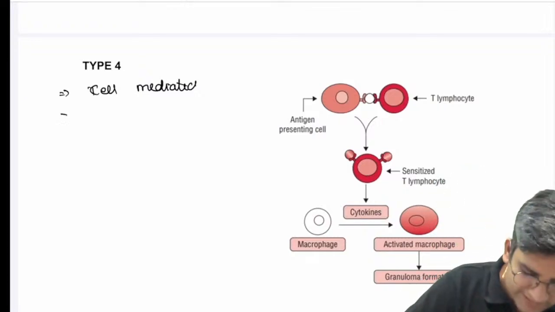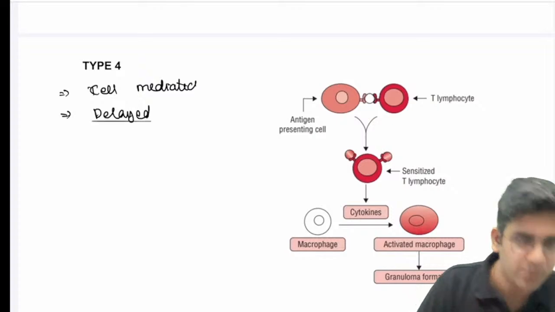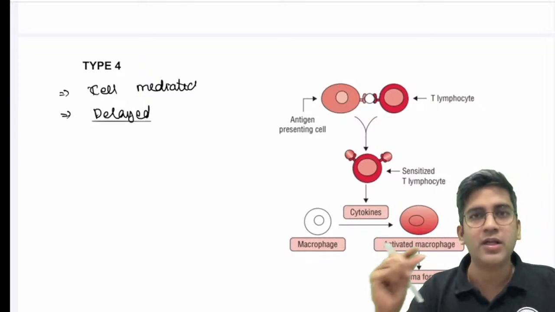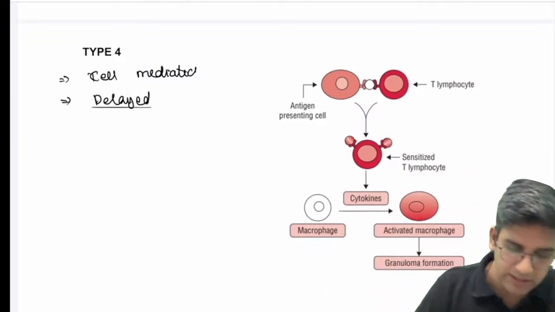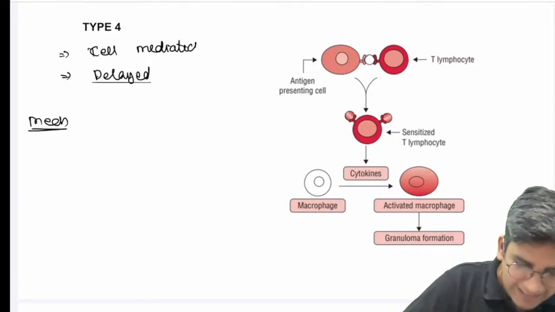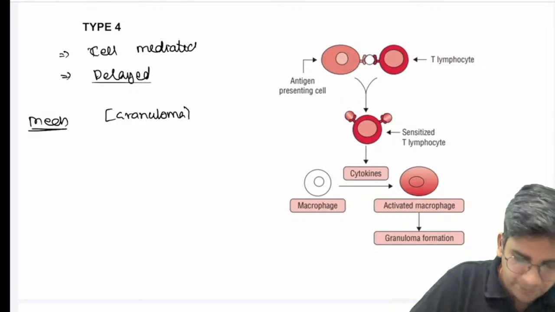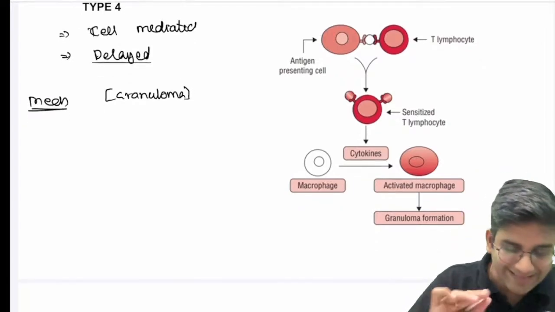Fine. Perfect. And the second one which I want is delayed. It will be a delayed response only. These two are very important in case of a type 4 hypersensitivity. Fine. Okay. The mechanism or the pathogenesis is the same thing what you read in granuloma formation. Write the same thing. Okay. It's T cell mediated, right?